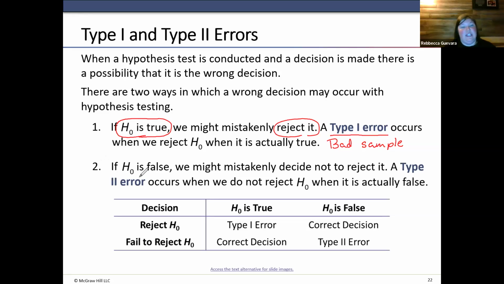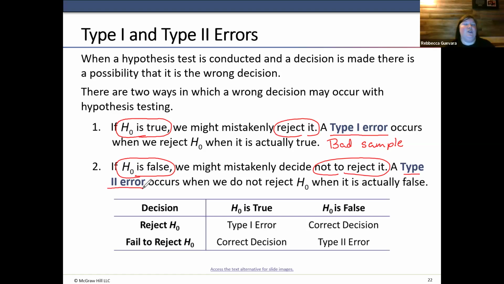Your other kind of error is that your null hypothesis is false, but we do not reject it. And this is what we consider a type 2 error. So going back to that lead exposure, this would be the case where maybe lead exposure does cause a decrease in IQ, but our test tells us that we do not reject the null hypothesis. Therefore, we don't have evidence to support the alternative hypothesis. So even though lead exposure is showing a decrease in IQ, we would say, no, it is not. And that would be your type 2 error.